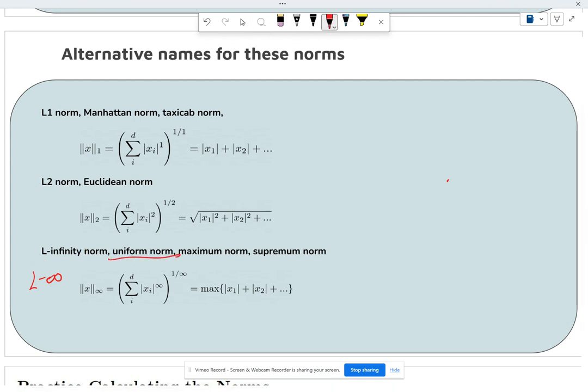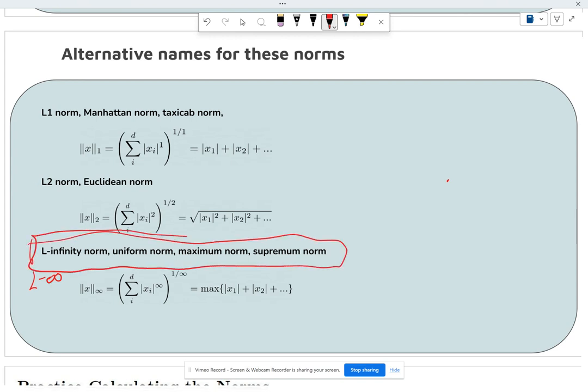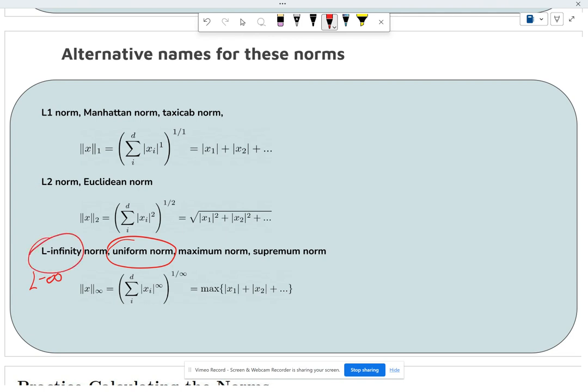Now, there are many names. Maximum and supremum norm are two alternative names, and it really makes sense why some people might call it the maximum norm or the supremum norm, because you're picking the largest number. Uniform norm is actually used quite often as well. So you want to in general have an idea of these names just to know that they're talking about the same thing. Don't let somebody saying "uniform norm" intimidate you. It's really just the L infinity norm.